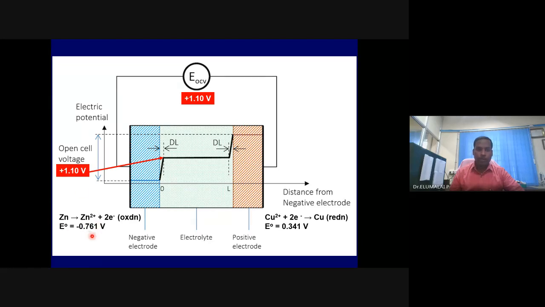So low potential, it rises. High potential reduces in such a way that they meet at some point, and that point is known as OCV, corresponding to 1.1 voltage, and it is a battery. Zinc undergoes oxidation, copper 2 plus undergoes reduction.